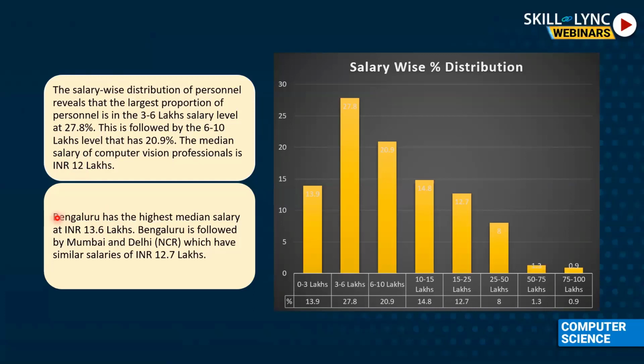And we see that Bangalore has the highest median salary at 13.6 lakh, which is followed by Mumbai and Delhi. We cannot see this in this graph, but I inferred it from the research report. And the salaries of people working on computer vision in Delhi is around 12 lakhs.